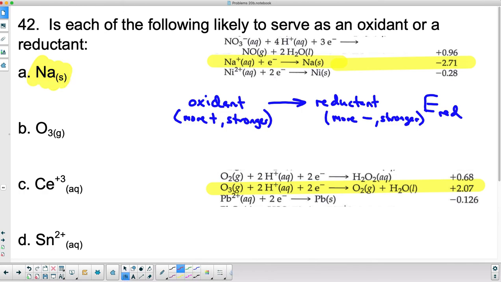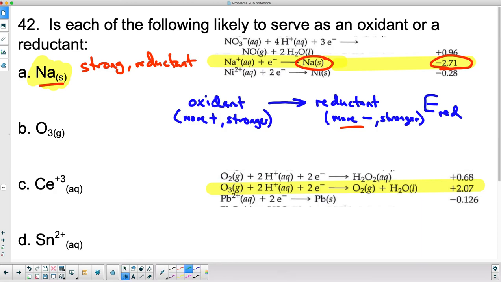We notice that Na with a solid is on the right-hand side like that, and that means it's a reductant. And notice that if it's more negative, that's stronger, and this is very negative, negative 2.71. So this would be a strong reductant. That's what that is for A, because it's on the right-hand side and it's got a negative E reduction value.